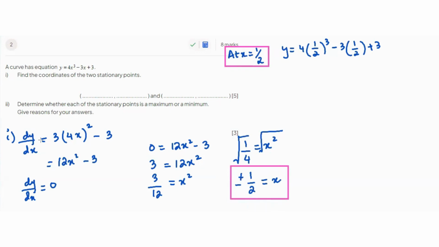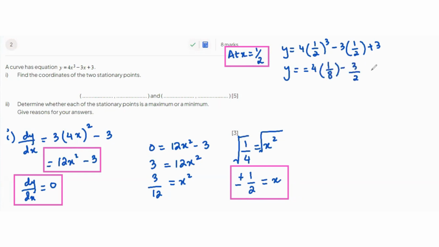I'm just going to highlight the main things. So what we're going to do is find the value. So y is going to be 4 times 1 over 8 minus 3 over 2 plus 3, which is 4 ones are 4 and 2 over here. So 1 over 2 minus 3 over 2 plus 3. 1 minus 3 is negative 2 over 2, plus 3, which is going to be negative 1 plus 3, and that is 2.